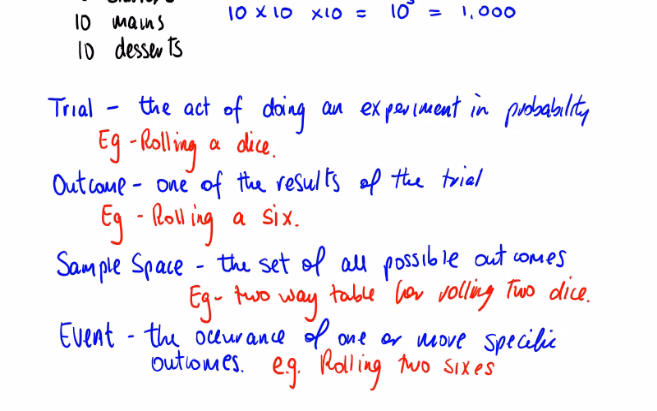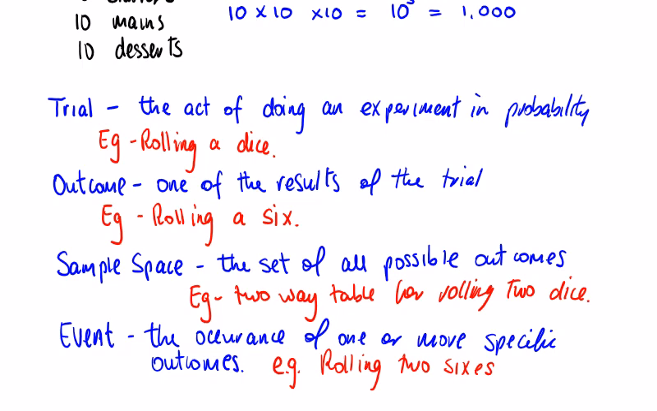So there's other keywords that you need to know for probability. A trial, and we're going to look at an example of rolling 2 dice in a minute and all the possible outcomes. A trial is the act of doing an experiment in probability. Example, rolling a dice or 2 dice or 3 dice. An outcome is one of the results of the trial. For example, rolling a 6, or 2 6s if we look at an event down below.